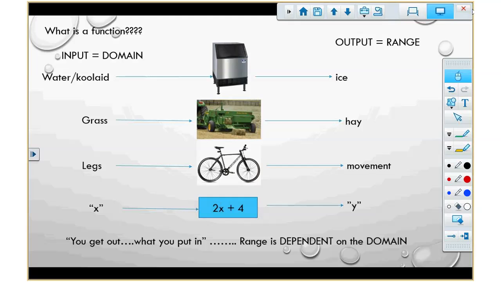And the expression makes X turn into Y, just like leg power turned into movement, grass turned into hay, and water turned into ice. Now, I might have shown y'all this last week. I don't know if I've shown y'all this or not. But all of these things on the left are input. And all the things on the right are output. Now, what makes this unique? Well, what depends on what? Tell me what depends on what?